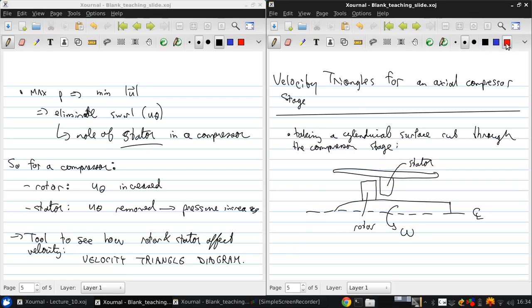And let's consider a cut, as I said, on a cylindrical surface at a radius R. So it's a constant radius cut through the stage. Station A will be just upstream of the rotor. Station B will be between the rotor and stator. And station C will be downstream of the stator.